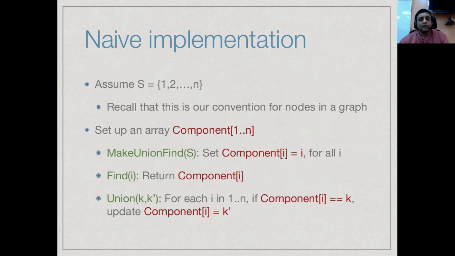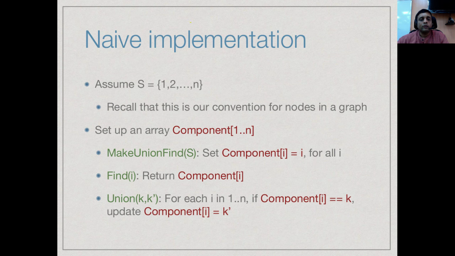So in particular, if we are dealing with graphs, the elements are the vertices typically. And we've already had a convention that we have n vertices in our set, we call them 1 to n. So our set of elements is 1 to n, and so is our set of components. Okay?